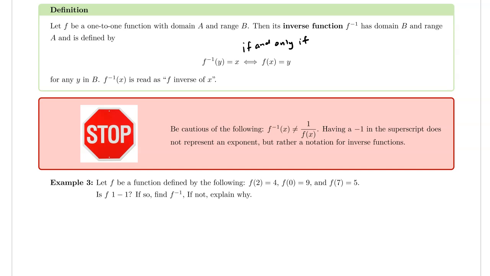Now please be very careful. I've put this in big red letters. Be cautious of the following. F inverse of x is not the same thing as 1 over f of x. The -1 is not an exponent. If I wanted to denote 1 over f of x, I would write that as f of x raised to the -1 power, like that. So please be careful. These are not equivalent. Having a -1 in the superscript does not represent an exponent, but rather a notation for inverse functions. So please keep that in mind.